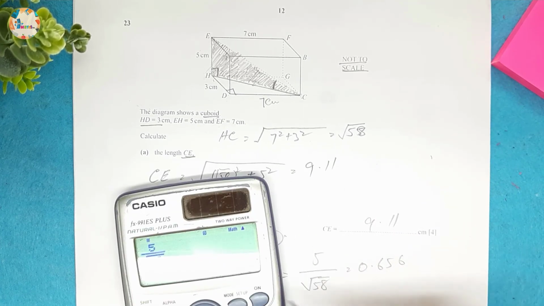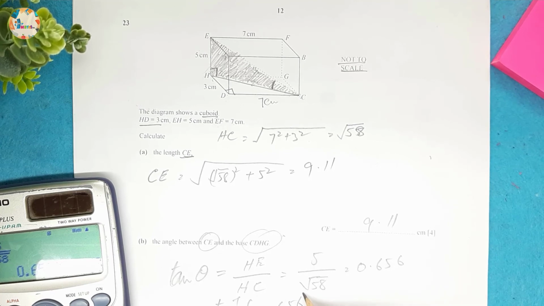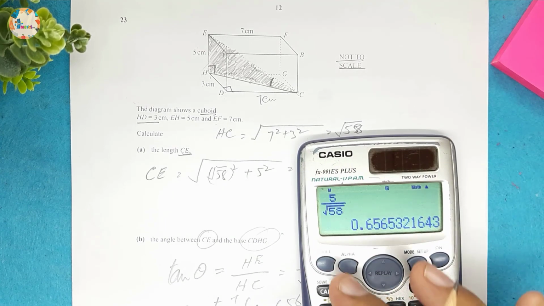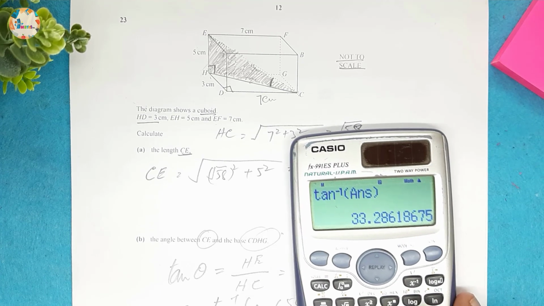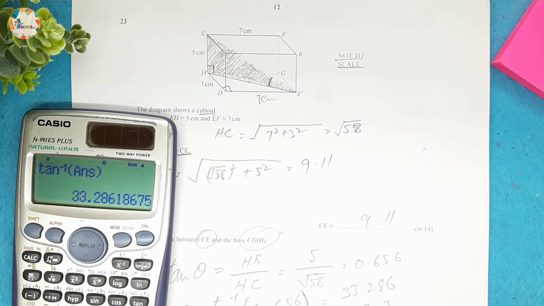I'm keeping everything on the calculator, and theta will be equal to tan inverse of this value, 0.656. So now I will find tan inverse of this number. We can press shift tan of answer, and this will be equal to 33.286, which is approximately 33.3. So the answer will be 33.3.